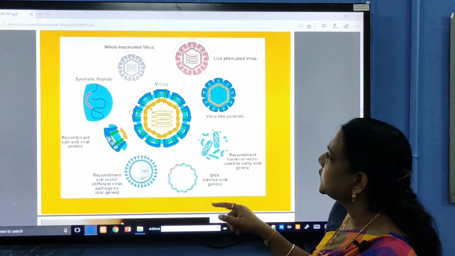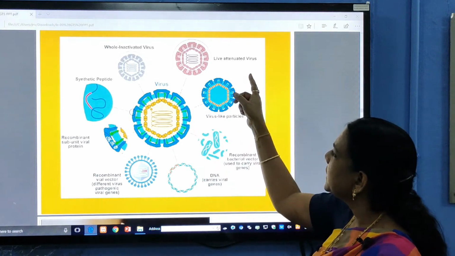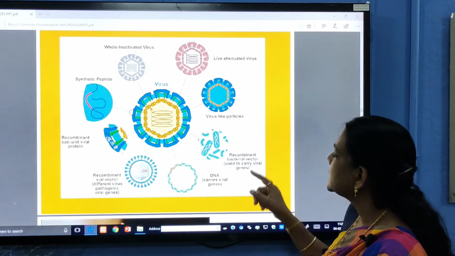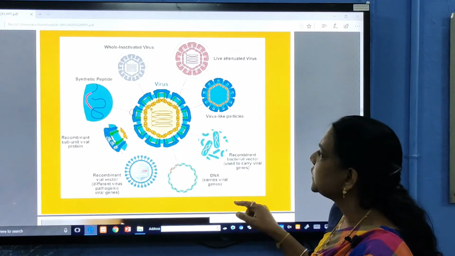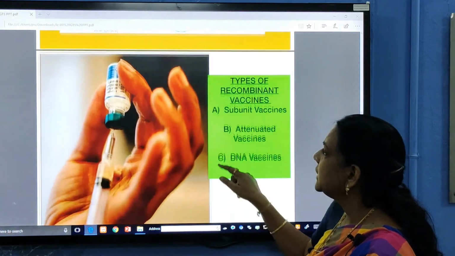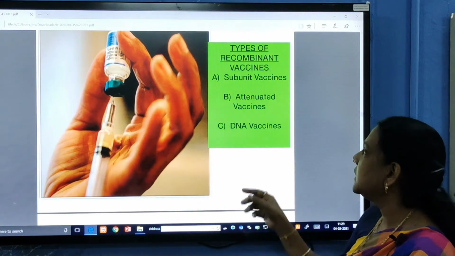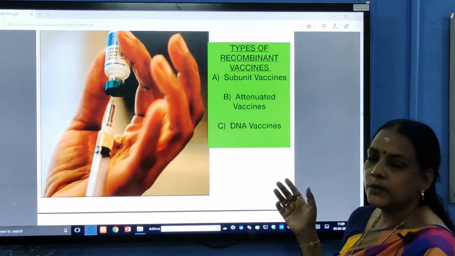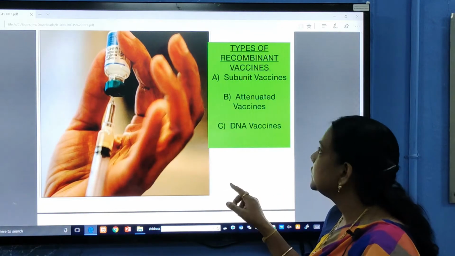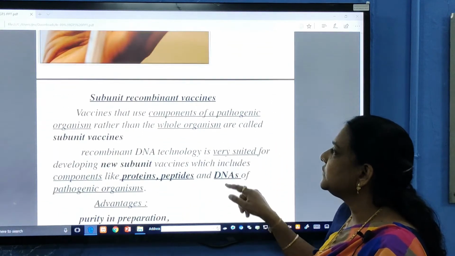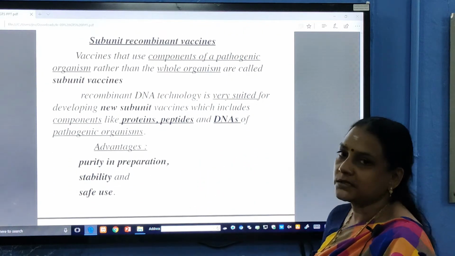So here are the types of vaccines produced by the viruses. You can see live attenuated and virus-like particles. You can zoom here and see what all the products are. Three types of recombinant vaccines are seen here: one is the subunit vaccine, another the attenuated vaccine, and the third the DNA vaccine. These are the main three types. The first one we are going to see now is the subunit vaccines.